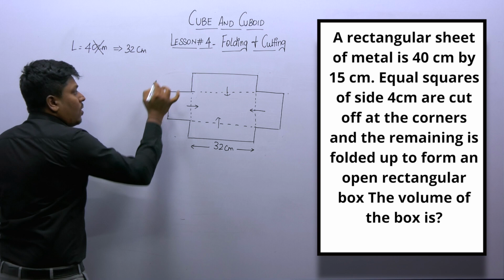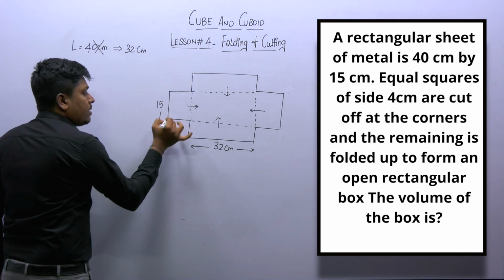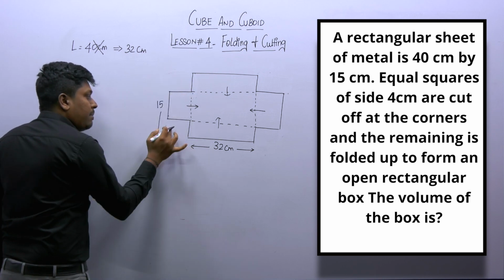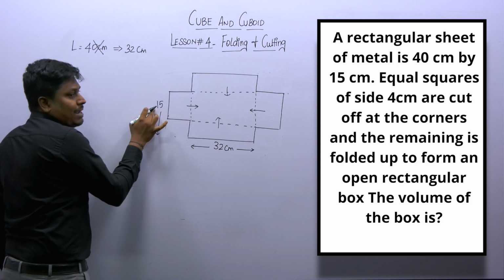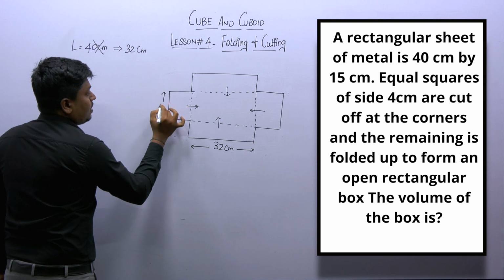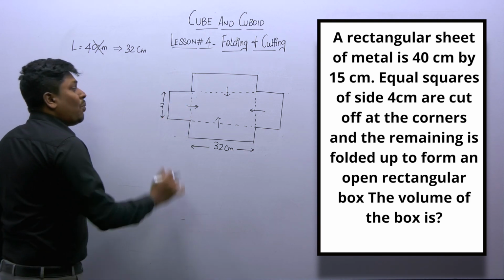What about the breadth? Already we know that the breadth of the box is 15 cm. But here 4 cm gone, here 4 cm gone. So totally out of 15, 8 cm was cut off. So 15 minus 8 will be 7. So now we got 7 cm will be the breadth. Understood?